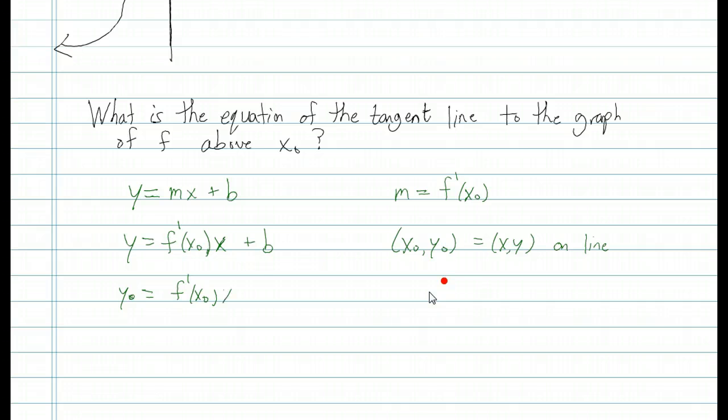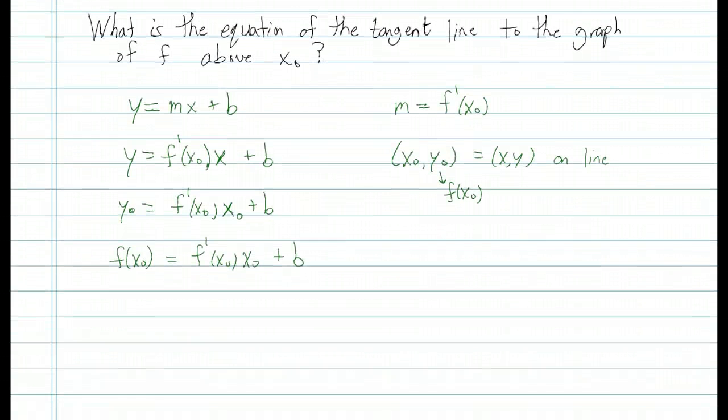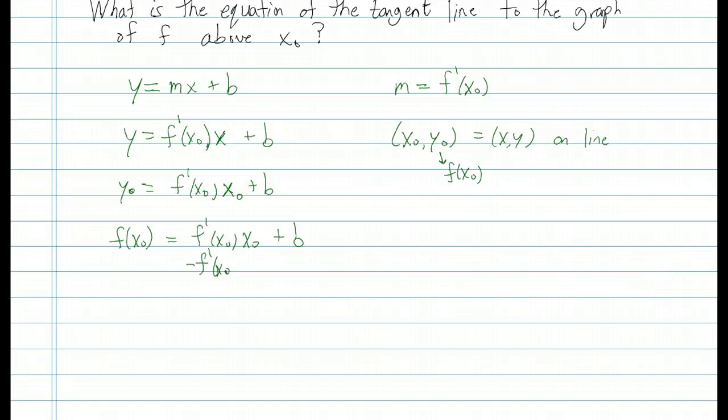Now, noticing that y sub 0 is really the value of the function at the point in question, this is the same as f of x sub 0. So we can plug that into our left-hand side and then solve that equation for b. Just subtract the f prime of x sub 0 times x sub 0, that number, over to the other side, and we've got b isolated. Once we have that, we take that expression for b and plug it back into the slope-intercept form for a line, and that's going to give us the equation of our tangent line at the point in question.